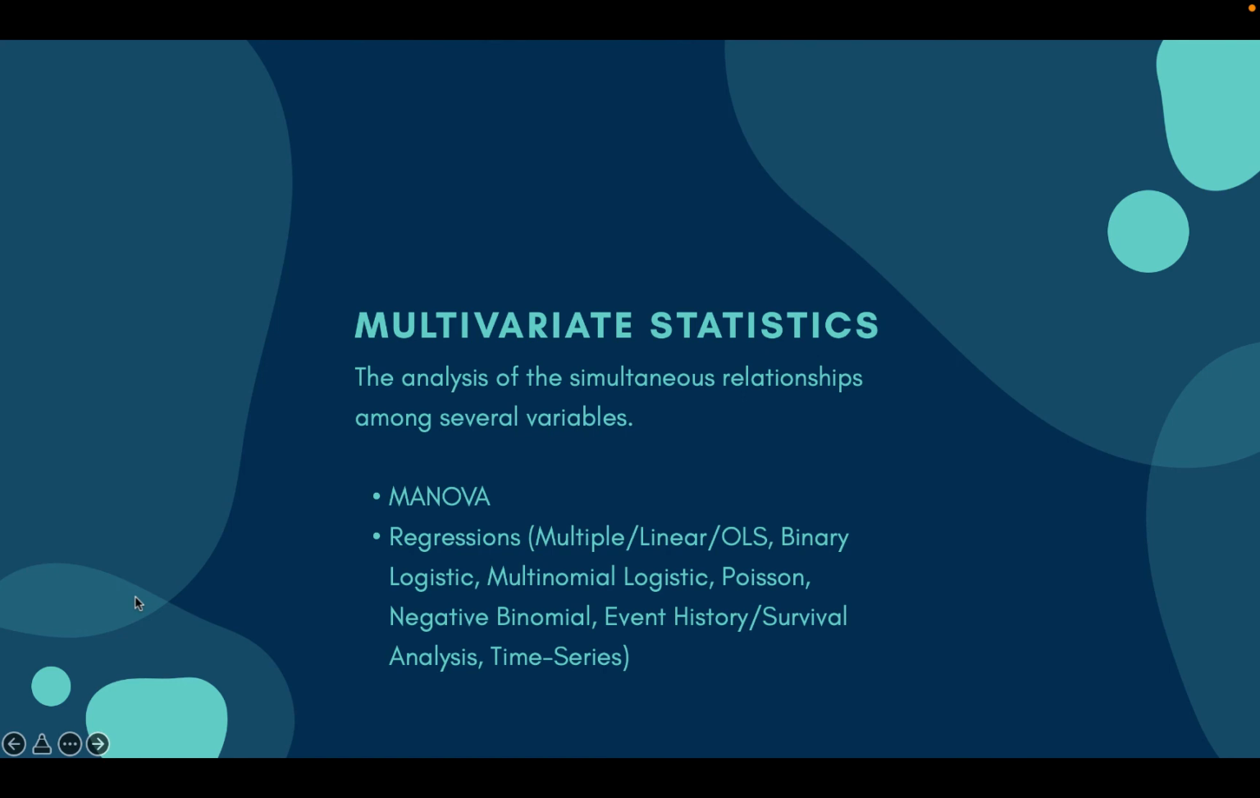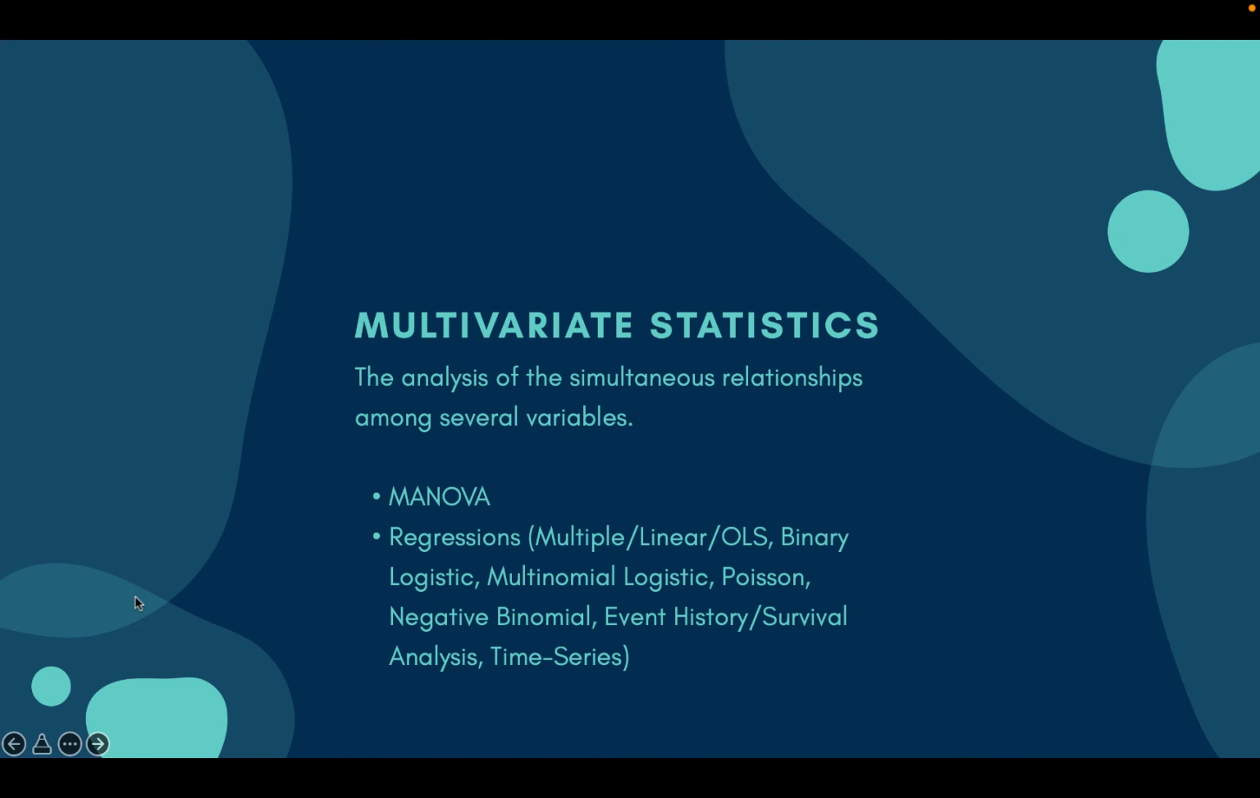We have MANOVA, multivariate analysis of variance. RM ANOVA, which is repeated measures ANOVA, which is another type of ANOVA, but it's not really multivariate. The main thing we have for multivariate stats are regressions. Multiple linear or OLS regression. We have a binary logistic regression where the outcome is a yes, no, 0, 1. Multinomial logistic regression. Poisson regression, which is a count regression. Negative binomial regression, which is another count regression.